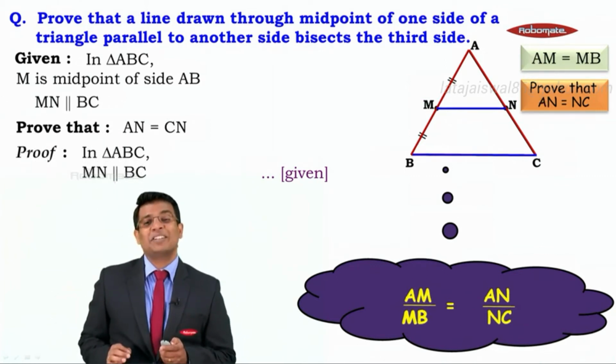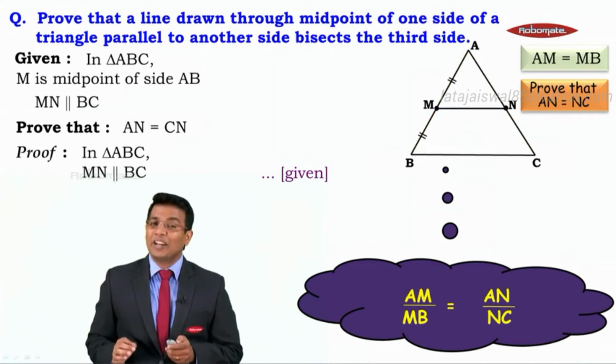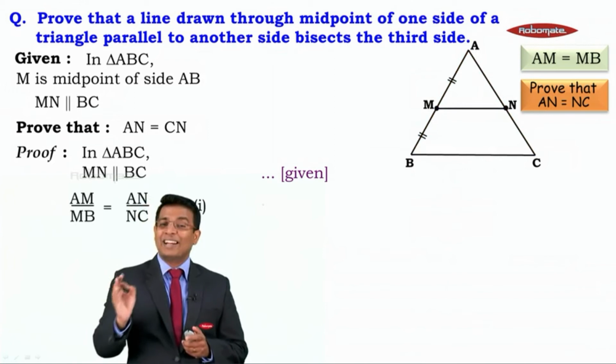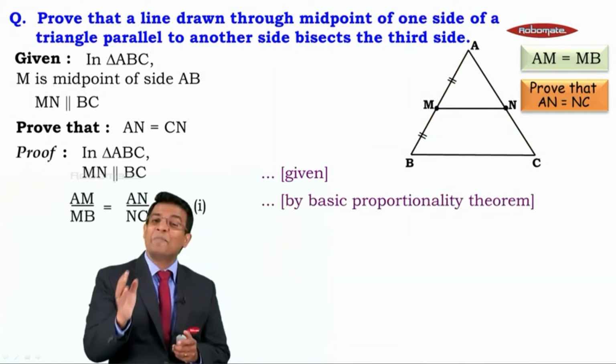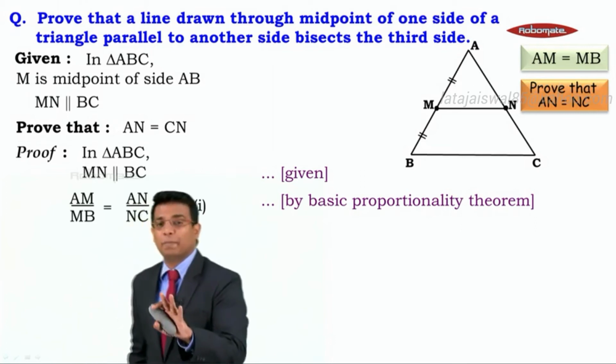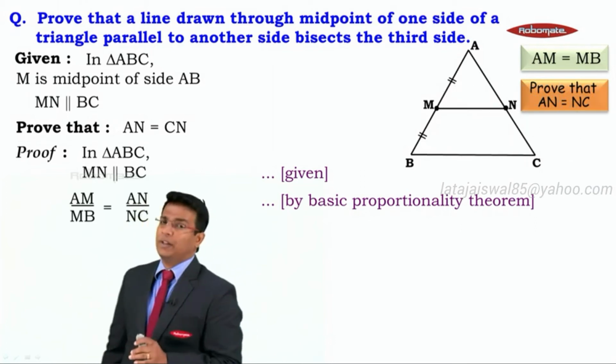And you know what is the reason for that? These two ratios are equal by the basic proportionality theorem, right? By BPT. Is this much clear to everybody? So it was very simple, and we understood this one.